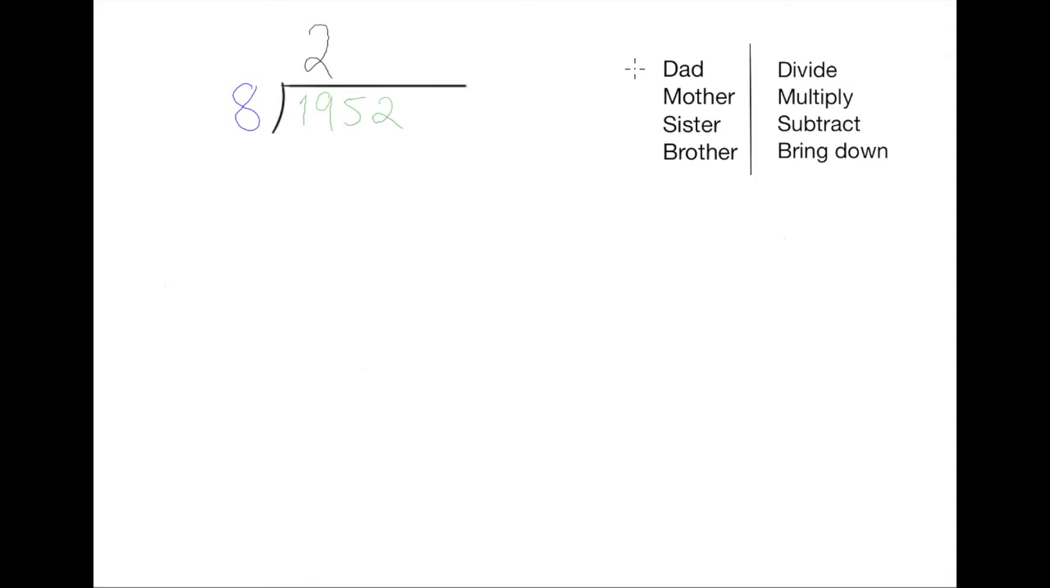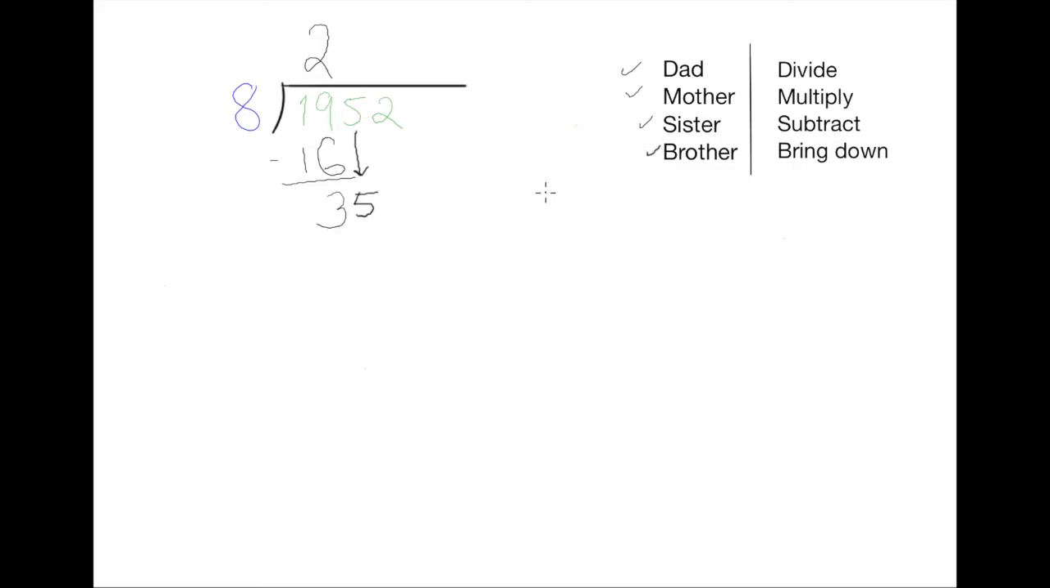After dad, mom is the next step, and mom multiplies. So you have to multiply the value you just obtained by the divisor. So 8 times 2 is 16, and you write this value below the 19. After mom, sister is next, and sister subtracts. So here we're going to be subtracting 19 by 16, and we get 3, which we can just write just below the 16. As you may have noticed, the next step always deals with the number you most recently obtained. So we're going to move on to the brother and bring down the next value within the dividend beside the newly obtained 3. With this, we get 35.